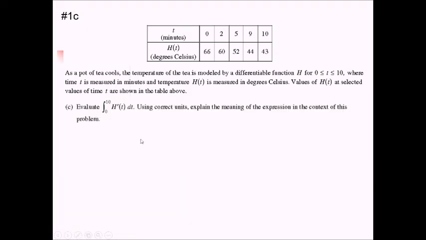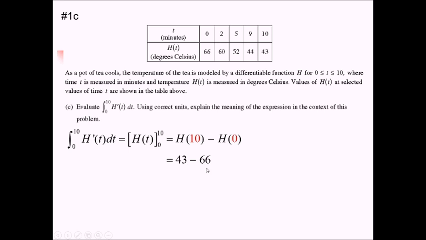For this part, we need to evaluate the integral from 0 to 10 of h prime of t dt. Now you might be worried because they barely gave me anything about h, and they didn't give me anything about h prime. However, using the fundamental theorem, the antiderivative of h prime is just going to be h, and we're just evaluating that from 0 to 10. So I just need to do h of 10 minus h of 0. Well, what is h of 10? That's right up here in the table. That's 43. And we're subtracting h of 0, which is 66. So that's going to be negative 23, in degrees Celsius.